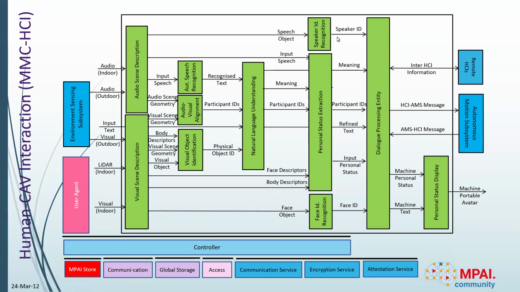And same for the speech that is used to improve the recognition rate of the human. All this information here, which is, again, text, it is meaning. Here we also have the ID, because this dialogue processing entity will give a response based on the fact that the ID is the right one, because if it is not, then the dialogue processing entity will say something else. And again, it will produce the personal status of the machine and the text of the machine.